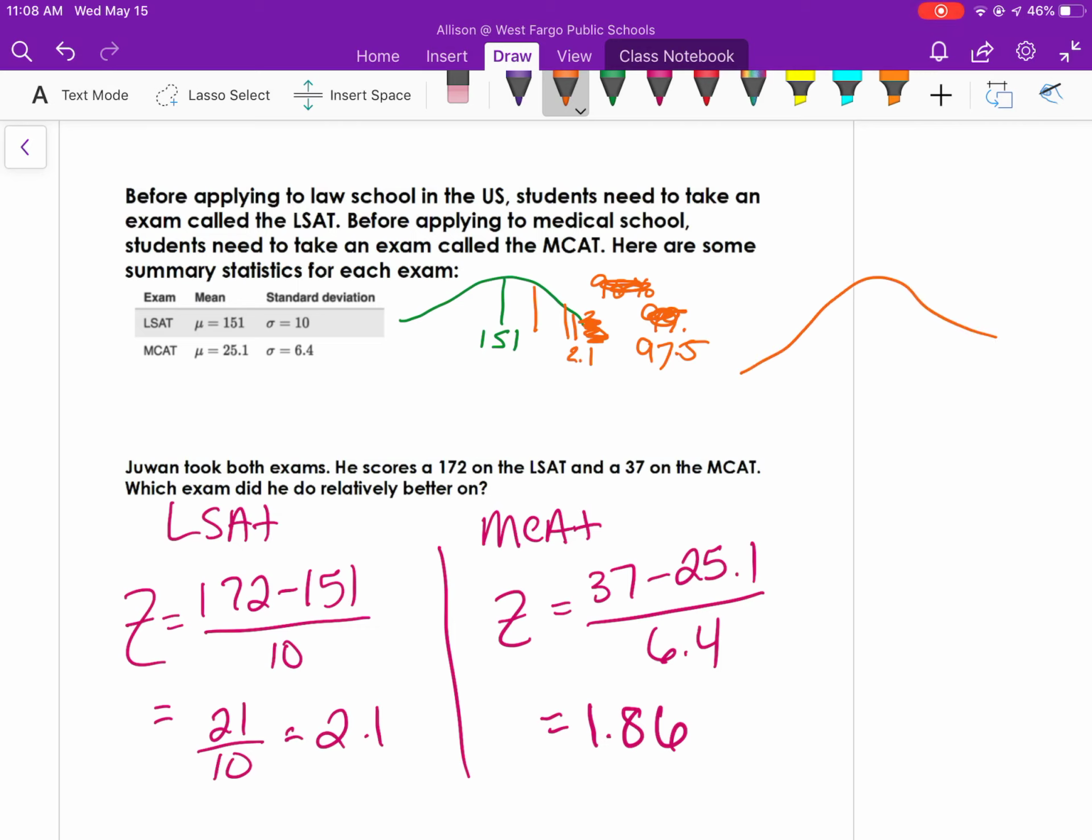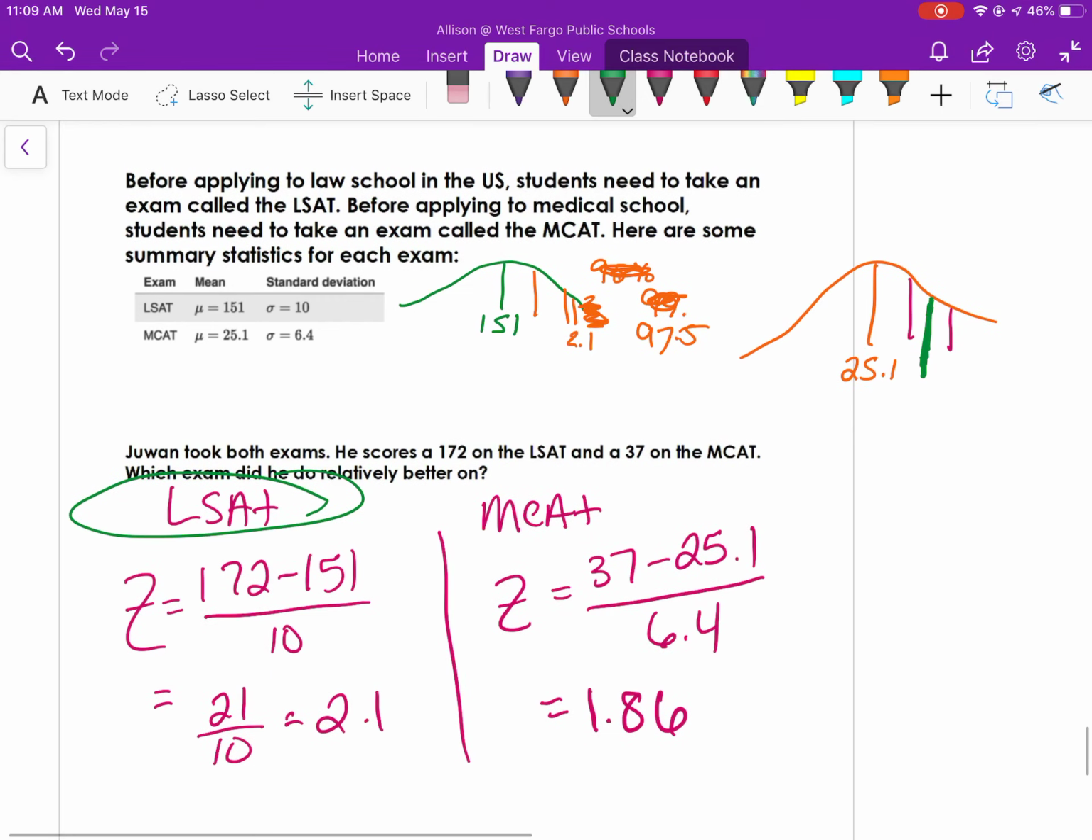Now 1.86, the average was 25.1. 1.86 is above the average too, but it's just right about here. So relatively, he did better on the LSAT because the z-score is higher, so he's further to the right of the average. So it's a better score essentially. 1.86 is still above the average, about 1.8 standard deviations away from the average. So he still scored really, really high, but 2.1 is much higher. Okay, so the LSAT was better.